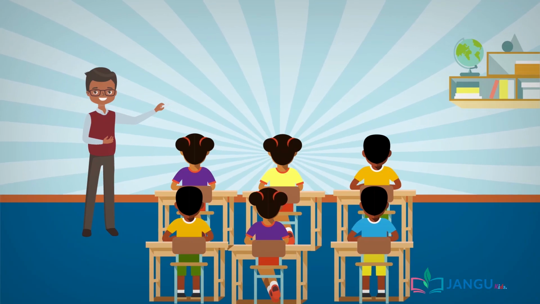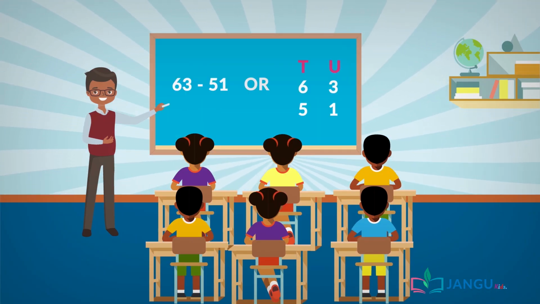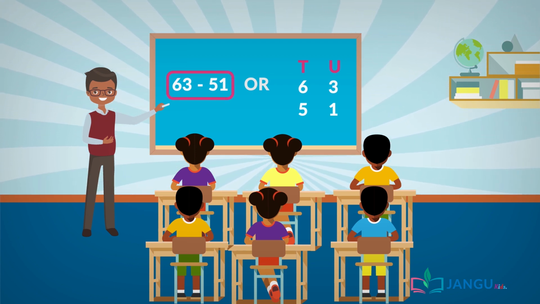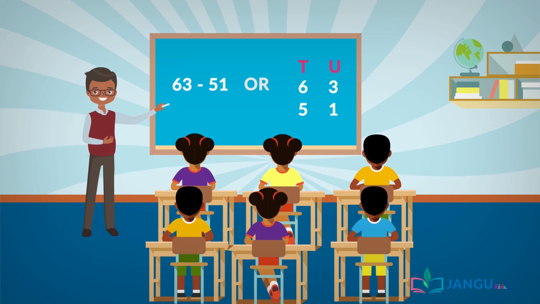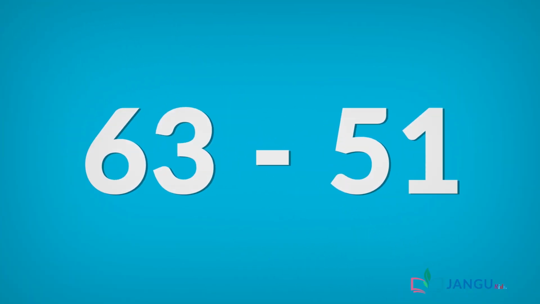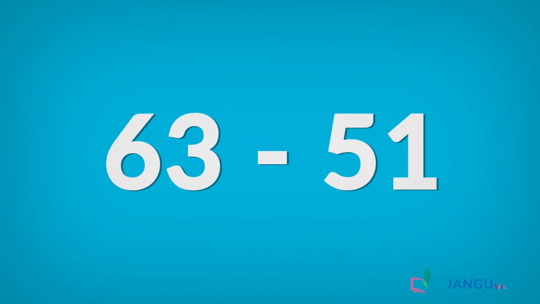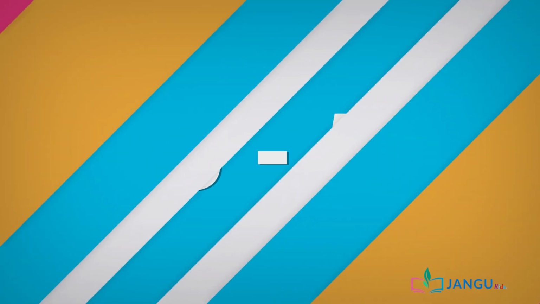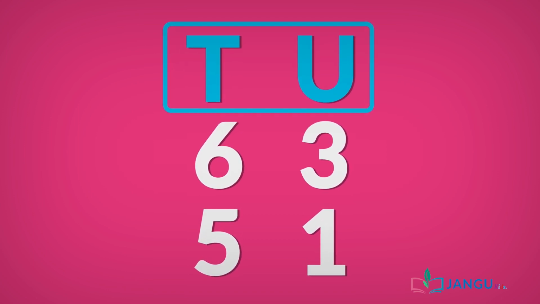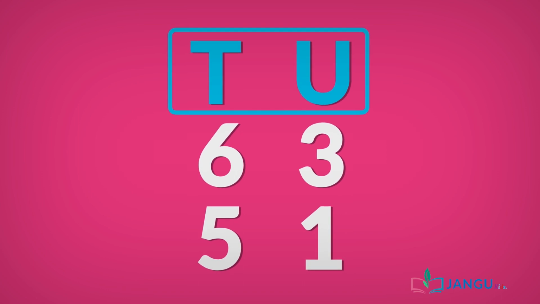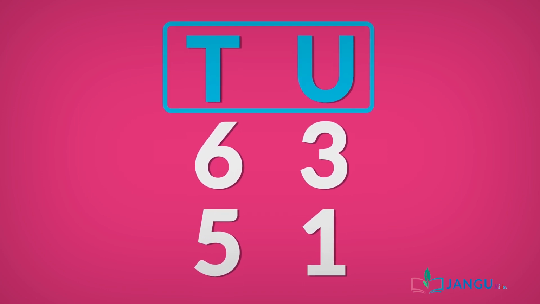When subtracting 2 or more digit numbers, you can either subtract them horizontally or vertically. Subtracting numbers horizontally looks like this. And subtracting numbers vertically, you put them in place values. Remember place values? It is placing numbers in hundred, tens, and units.